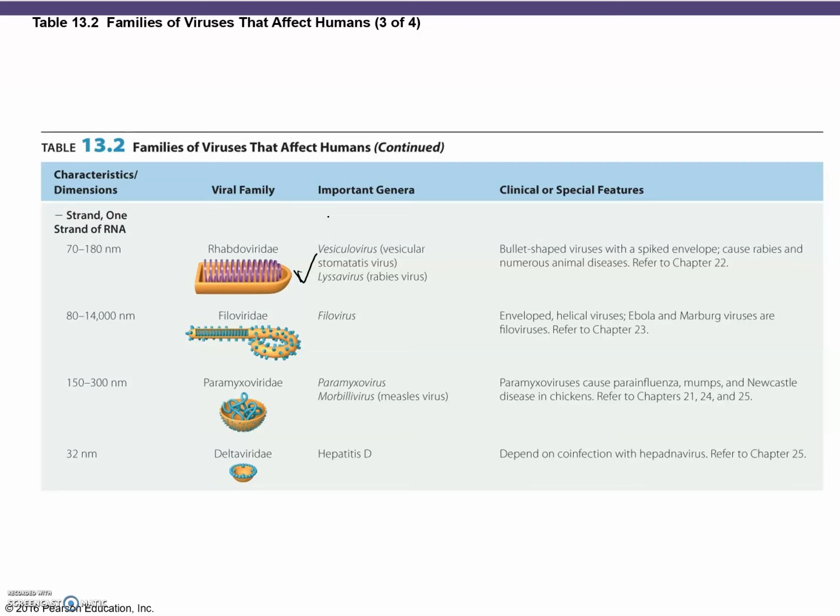Then here's the Filoviridae. The important one here is the Ebola virus, a very deadly virus. And then Paramyxoviridae, the measles virus is in this category. We will have that on a pathogen group separately too. And the last one right here, the Deltaviridae, not so important, so we don't need to check this one off.